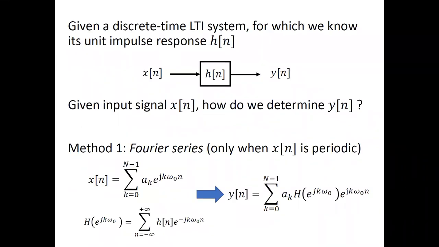Last chapter, we learned that we can use Fourier series. So x of n, if it is a periodic signal, we can write it as a linear combination of exponentials e to the jk omega 0 n, where omega 0 is the fundamental frequency, 2 pi divided by capital N of the discrete time signal. And then we can calculate the response to e to the jk omega 0 n as a weighted sum of exponentials, where the weights are the small h of n. Then y of n has the same format of linear combination as the input, with capital H inserted in between. That's what we learned last chapter.